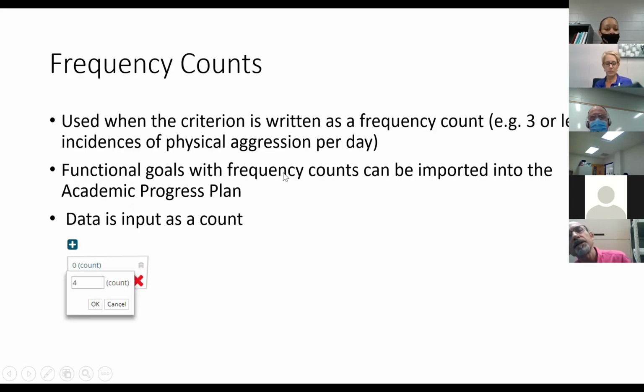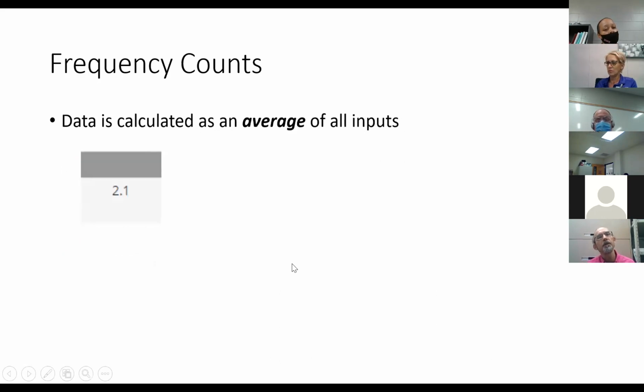Okay, frequency counts. This is where you might actually use the academic plan to score a functional or behavior goal. If you're trying to replace a behavior or extinguish a behavior, or you want the frequency to be, in this example, 3 or less over a given amount of time, that's where you would make that entry. So the scoring input in this case, you would just put in a 4, and then the return is going to be an average of all of the entries that were input, again, over a given date range, which is typically going to be an entire grading period.